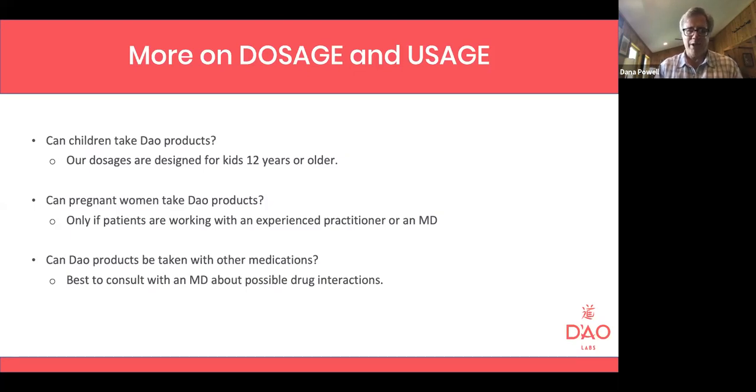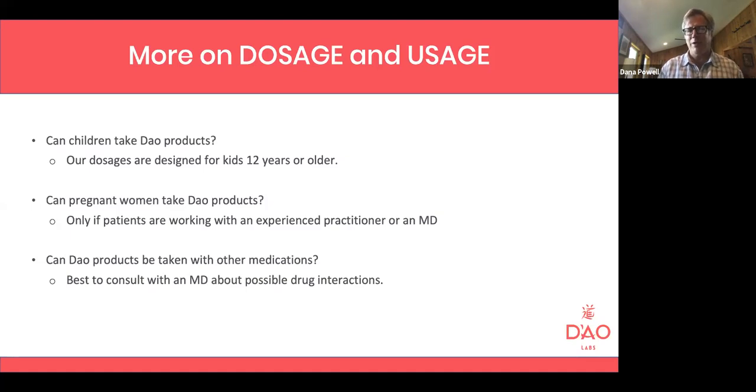Can DAO products be taken with other medications? The answer for this is the same as for all Chinese herbs. Yes, it's often done. As many of you know, I did all my training in China, and it's very common for people to combine pharmaceuticals with Chinese herbs. But we should remember, doctors in China are also highly skilled practitioners of Western medicine. They have a lot of training, a lot of clinical experience, and they really know the drugs very well.